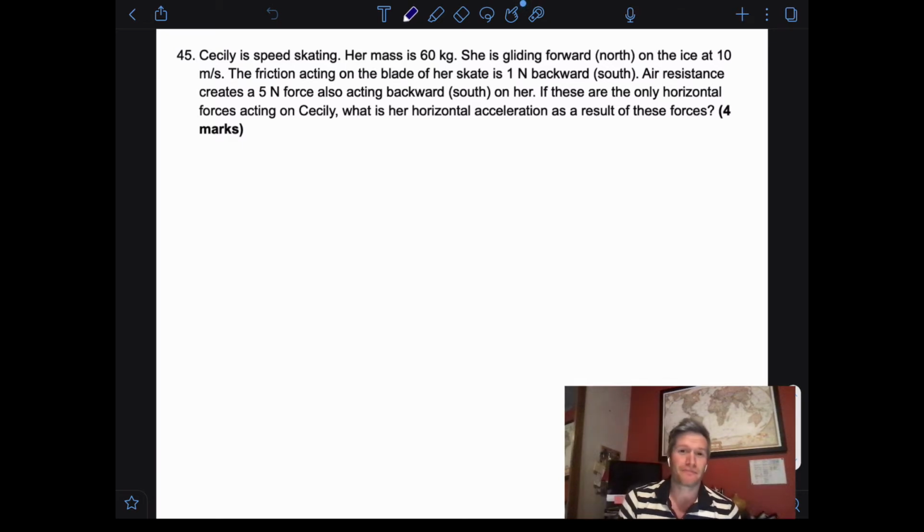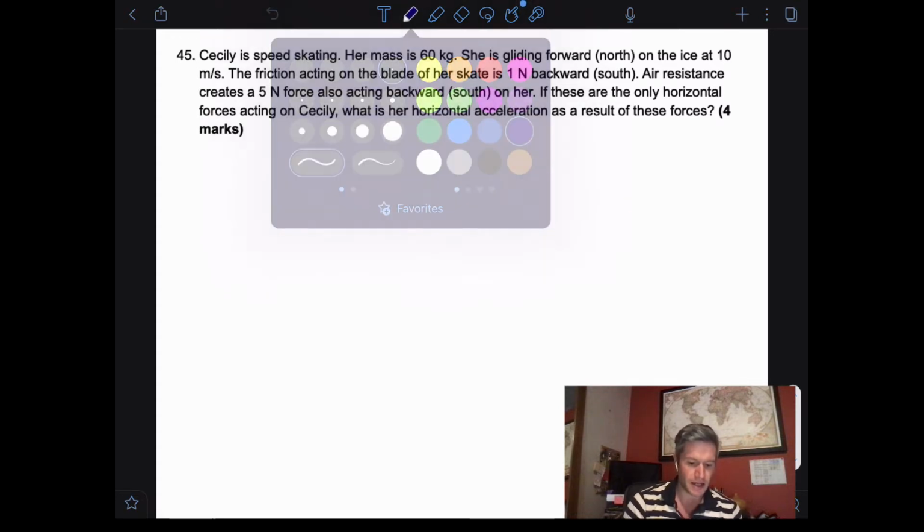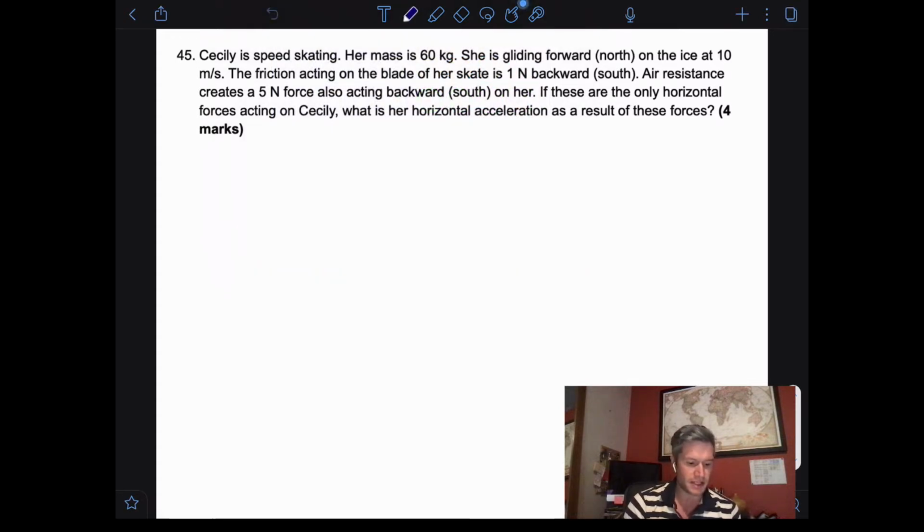Hey everyone, so here's a fun one. Question 45 of the practice final. We have Cecily, a speed skater. So she's speed skating. Her mass is 60 kilograms. She's gliding forwards, northbound on ice at 10 meters per second.